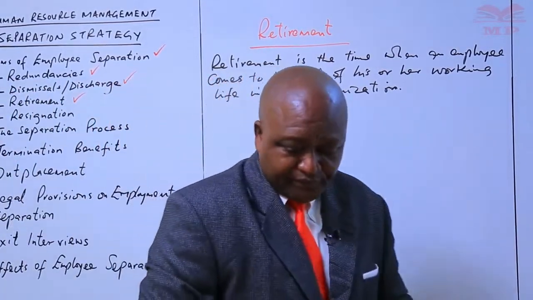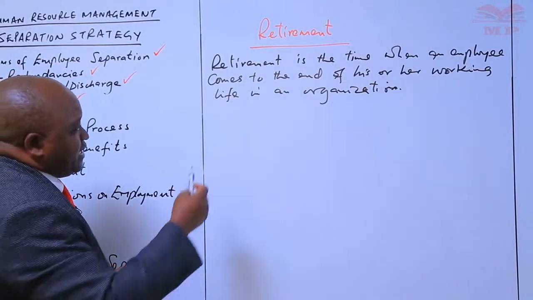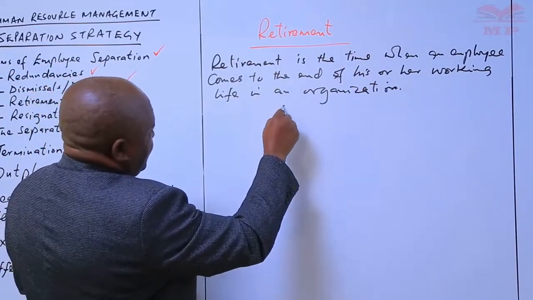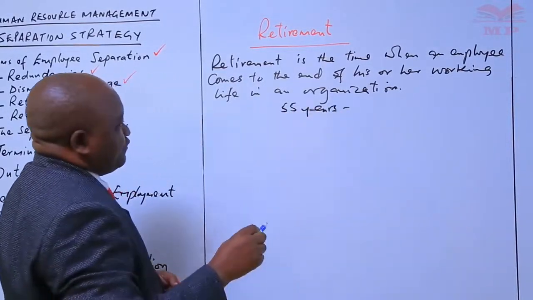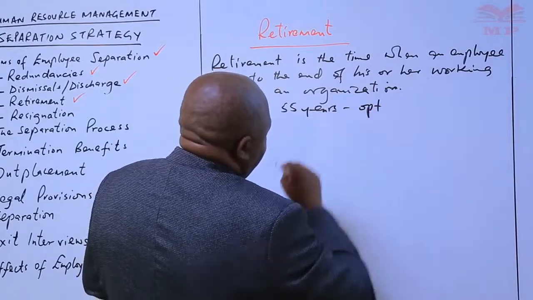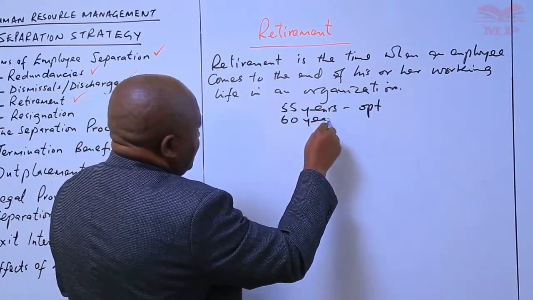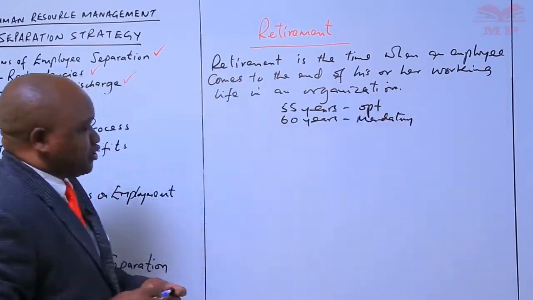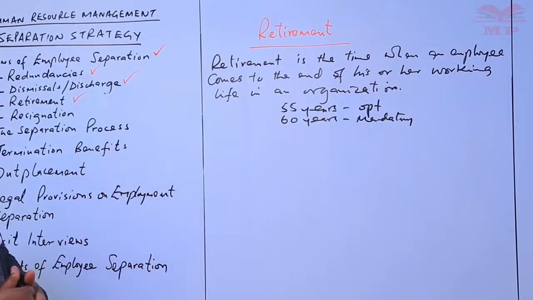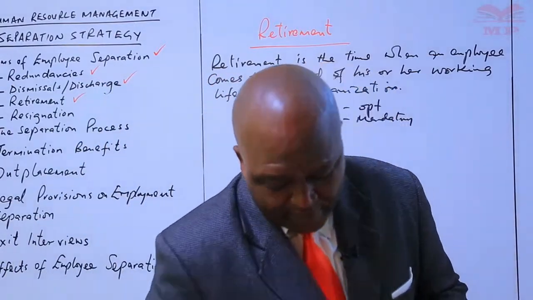Now, what this means, an organization may have, for example, indicated that at the age of 55 years, an employee may opt for retirement. At the age of 60 years, this becomes the mandatory retirement age. So an employee may opt at the age of 55, or the employee may have to retire at the age of 60 years. So that then becomes the retirement age.